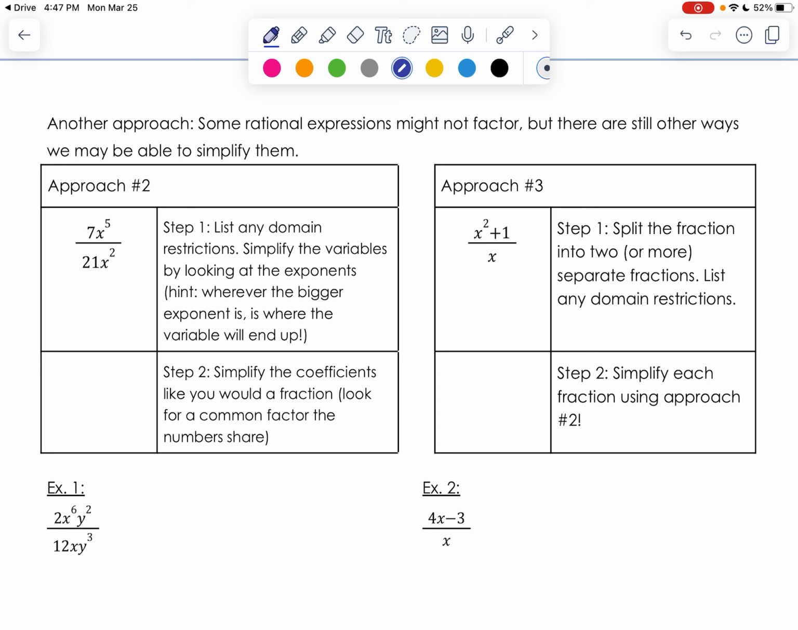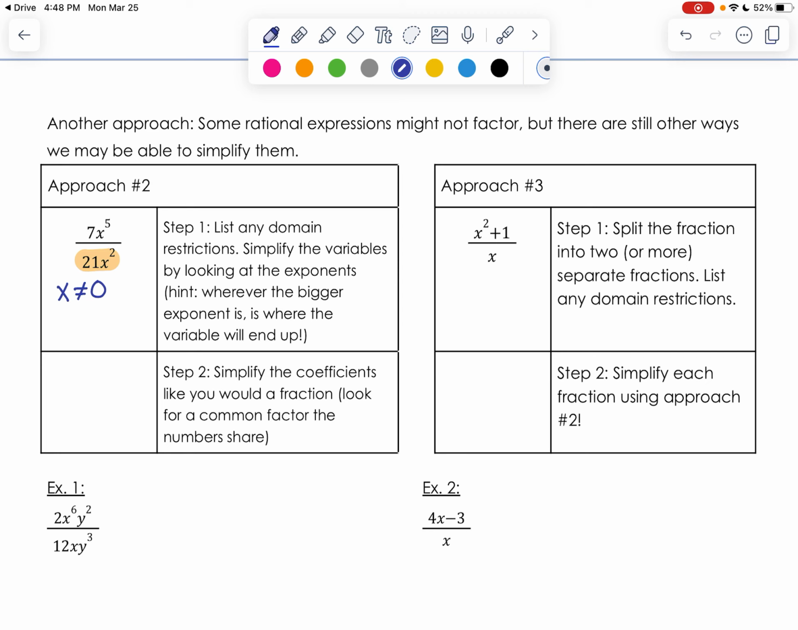Step 1 is going to be to list the domain restrictions. So by looking at the denominator here, we have 21x squared. So I know that the denominator cannot equal 0. And if this is multiplication, then the only number I could plug in to multiply to get this denominator to equal 0 would be 0. So I know that the domain restriction is that x cannot equal 0. Now you can always set it equal to 0 and solve just like we've been doing before, and you should get the same answer. Then we're going to simplify the variables by looking at the exponents.